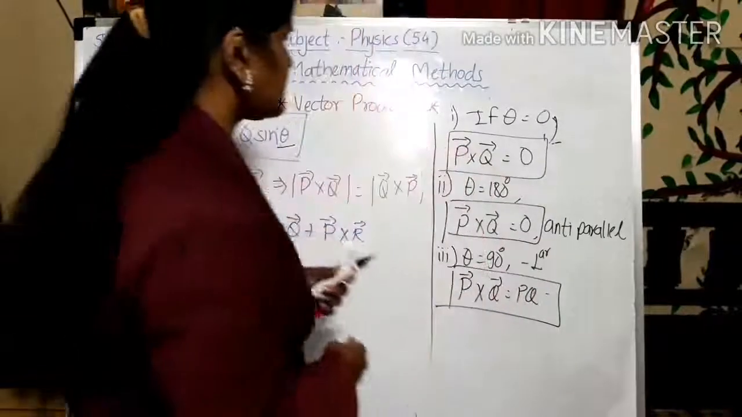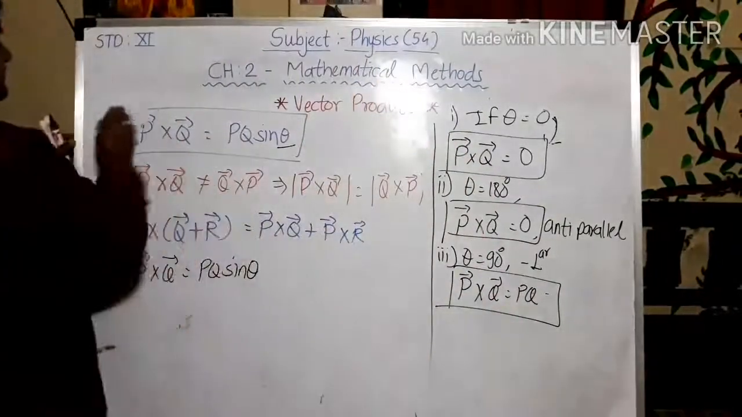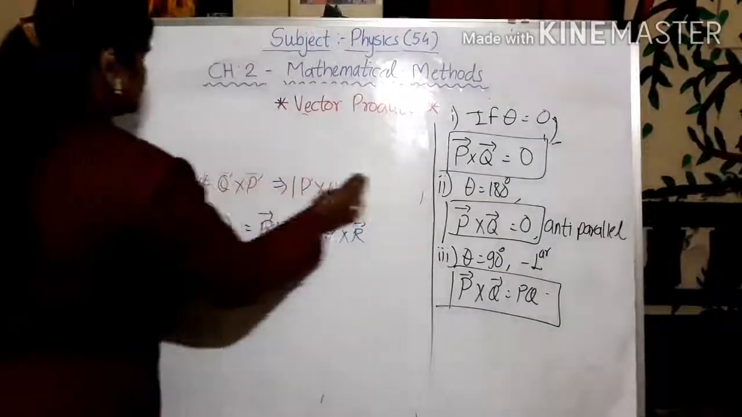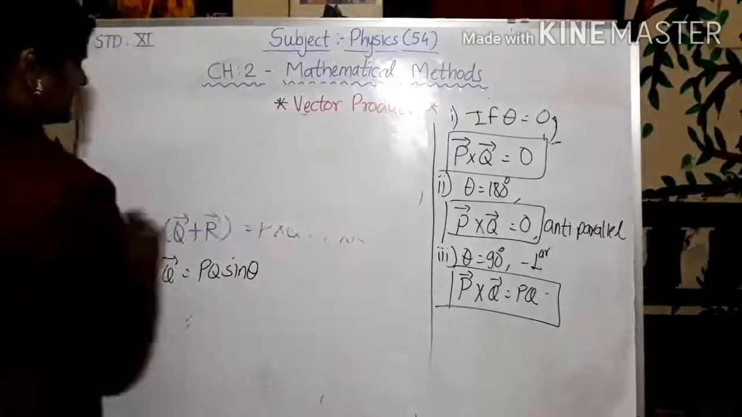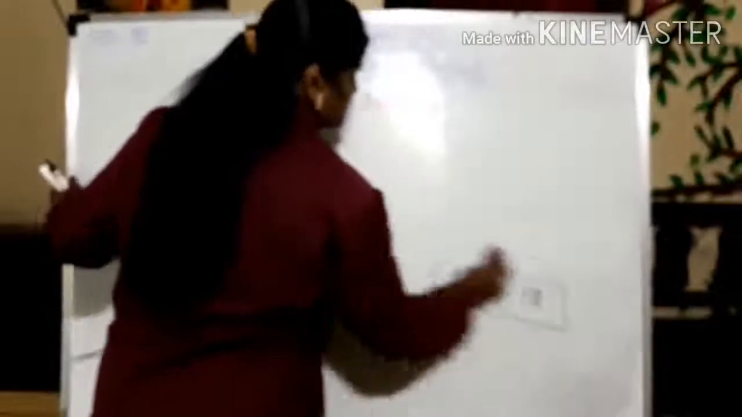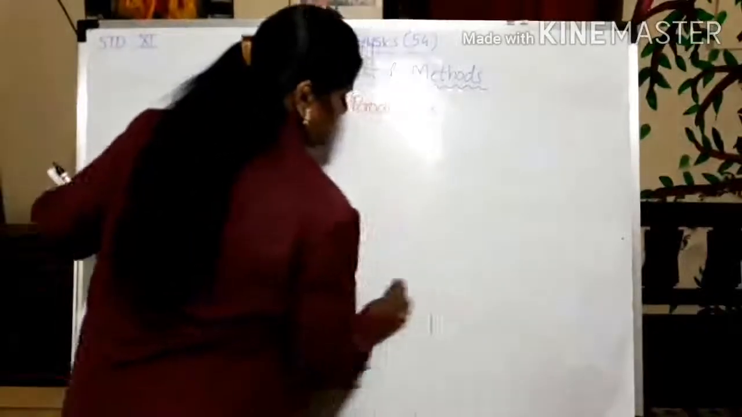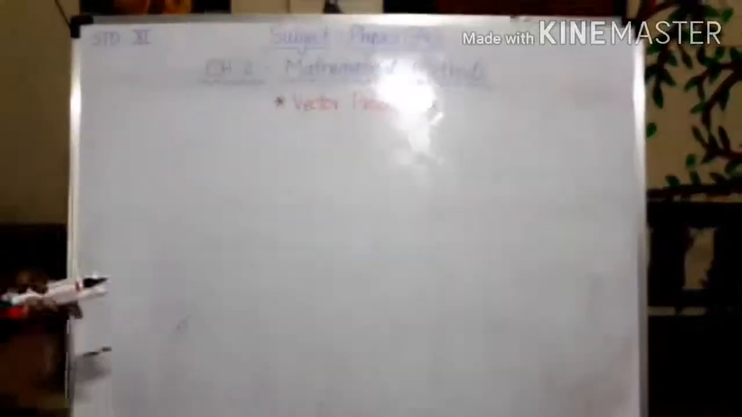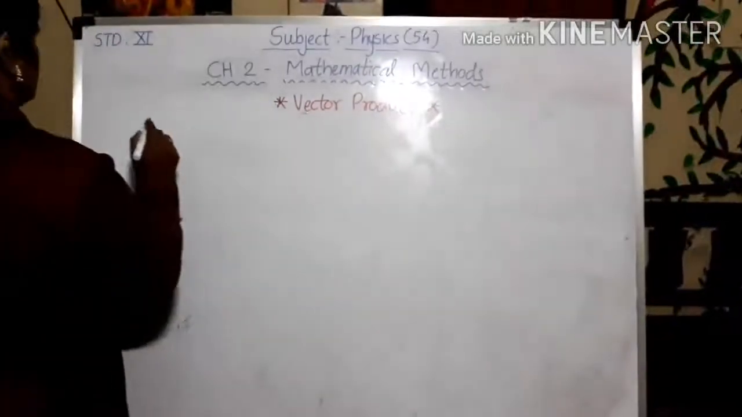Okay, so the next thing which we have done was in terms of i, j and k. So we are going to see all this in terms of i, j and k. As we all know, we have to write the resolution of P and Q. So we'll write that down first and then we'll multiply them.